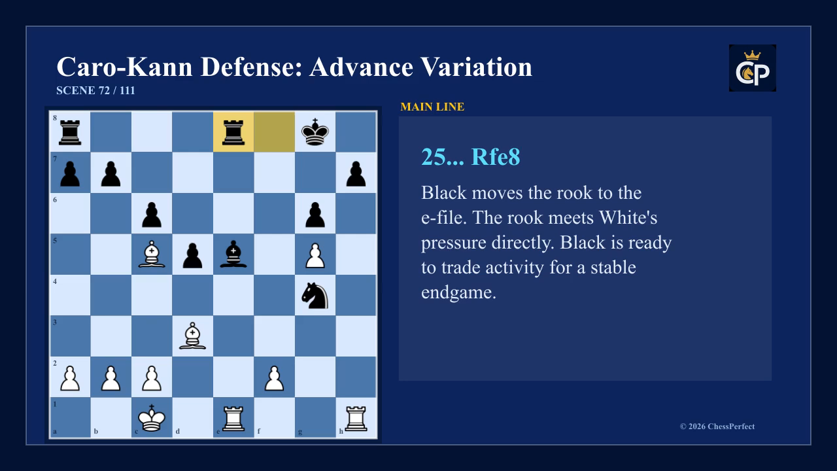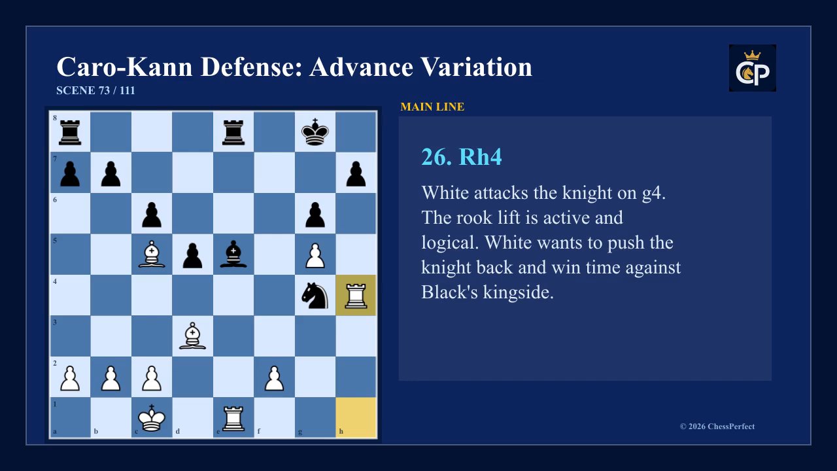Rook on the f-file to e8. Black moves the rook to the e-file. The rook meets white's pressure directly. Black is ready to trade activity for a stable endgame. Rook h4. White attacks the knight on g4. The rook lift is active and logical. White wants to push the knight back and win time against black's kingside.